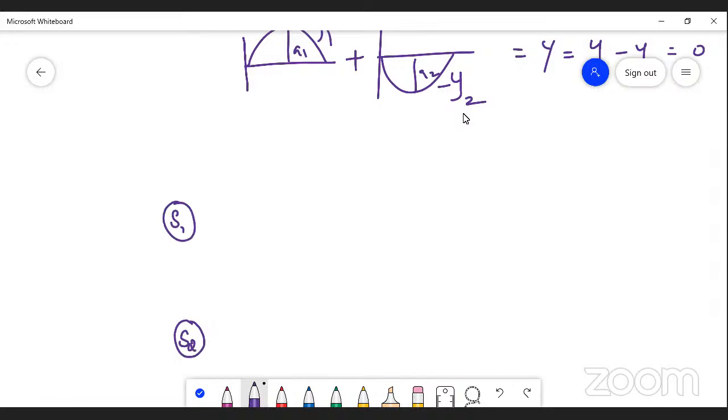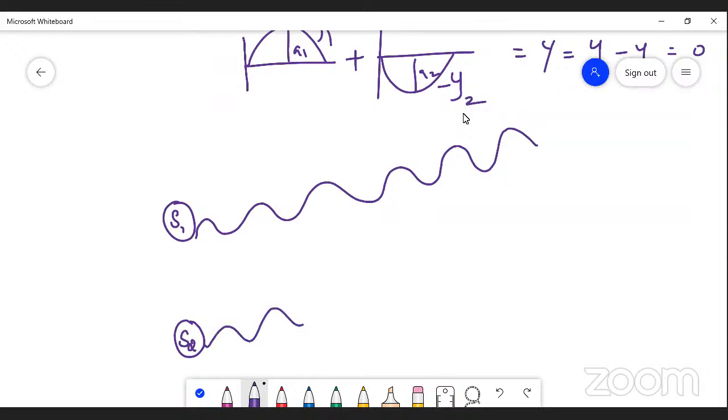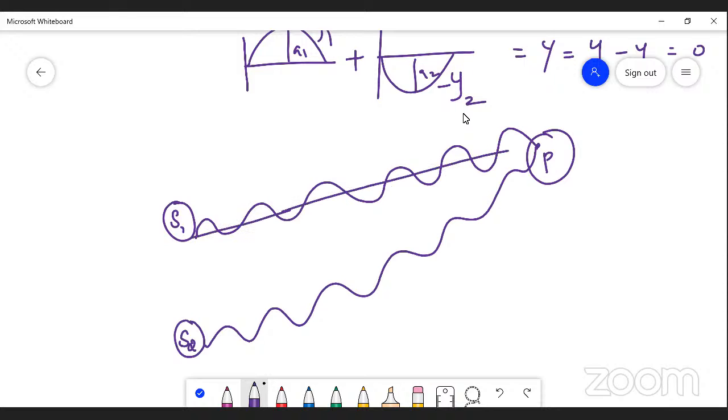The one light comes from source S1 and meets at a point, this is, and the light from S2 will meet at a point, this is. This point is P. If the point is bright or dark. Bright means constructive interference has occurred. Dark means destructive interference has occurred. What are the conditions of these two waves? I mean, this is before class.